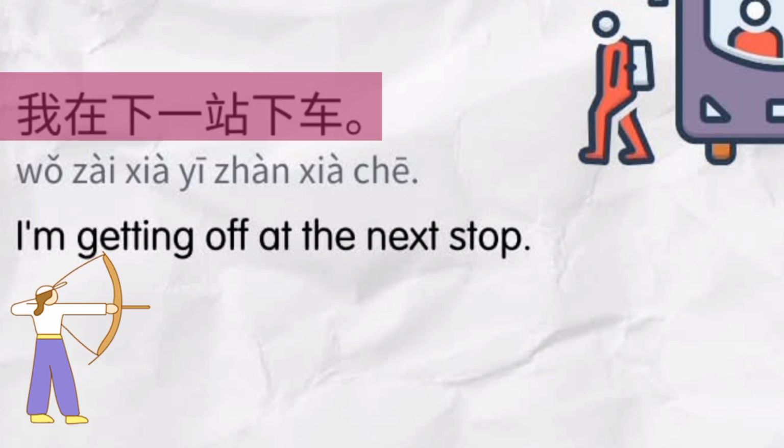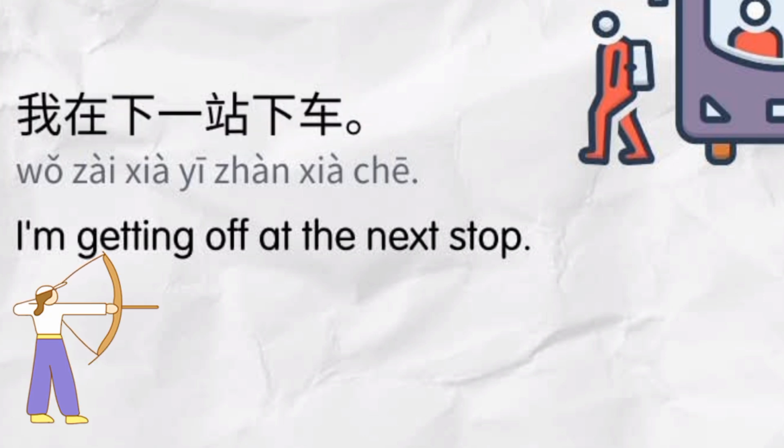我在下一站下车. I'm getting off at the next stop. Let me highlight the words we just learned. 下车. Hope you learn it. Let's move to our next vocabulary.